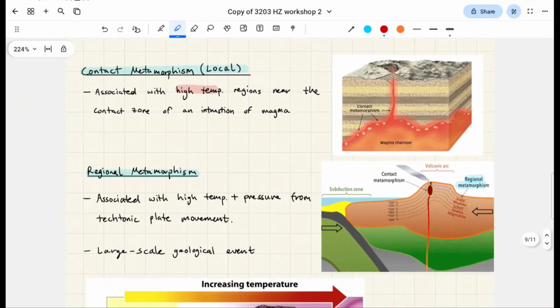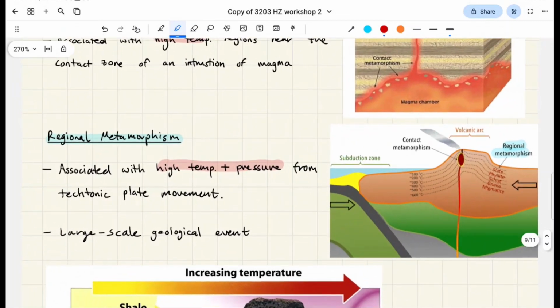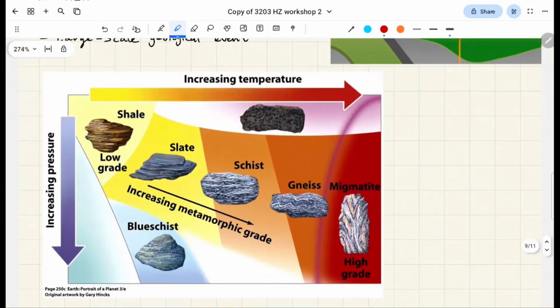And then regional metamorphism is where you have high temperature and pressure, and it's to do with your large-scale geological events. Here you can see we have shale, which is your clay and siltstone being metamorphosized, and it turns from slate to phyllite, then to schist, then to gneiss, and then migmatite. And you can see this on this diagram. That's when you have your various orders of increasing metamorphic activity.